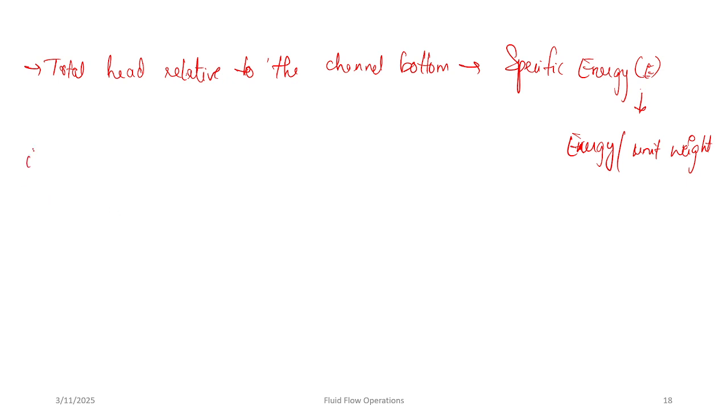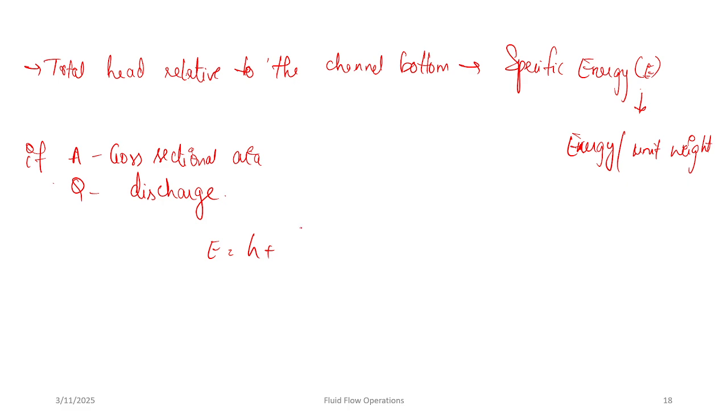So let's say if A is the cross-sectional area and Q is the discharge, then energy can be related as E is equal to H plus Q square by 2G into A square. Okay. So the derivation is not important, and that will be out of the scope of this course. So we'll not be going into the derivation part. This is how you'll be able to relate energy, flow rate, and area of cross section. And this is very important for analyzing a flow in an open channel.